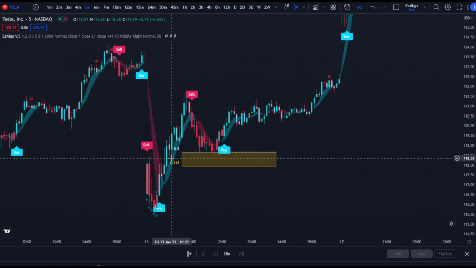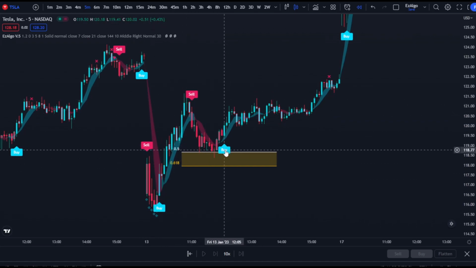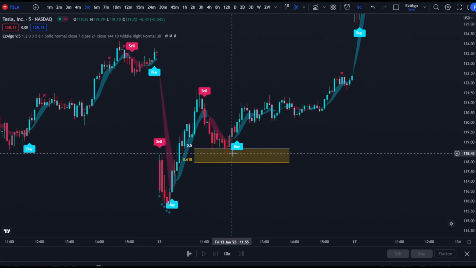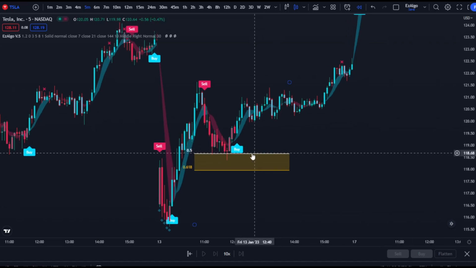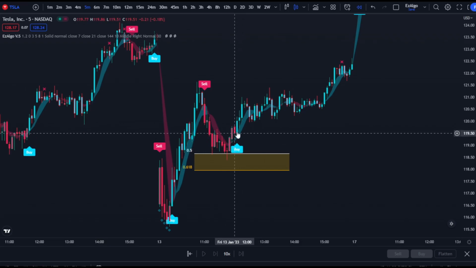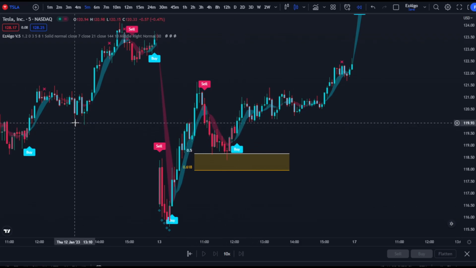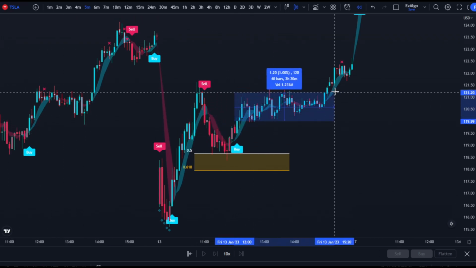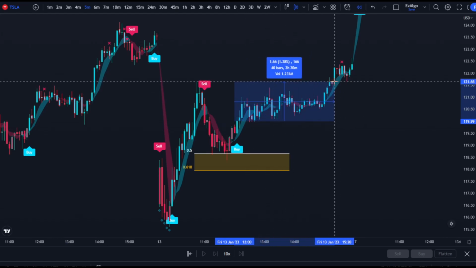As you can see here, we had this strong push up, came back down, rejected off of this 0.5 fib level. If you want to be a little bit more ballsy, you could enter calls right here off of this bullish candle off of the zone, or you could wait for that Easy Algo buy signal, which is right here. And that is where you can start to enter calls targeting this candle high right around here.